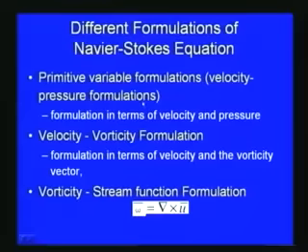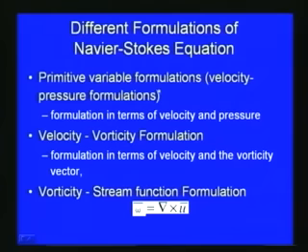These different formulations have been derived by using various assumptions, and we can see that commonly 3 typical formulations are used in literature. First one is the primitive variable formulation, or the velocity pressure formulation. So, that is what we have discussed and derived earlier. Here the formulation is in terms of velocity and pressure. So, the Navier-Stokes equations are in terms of the velocity and pressure.